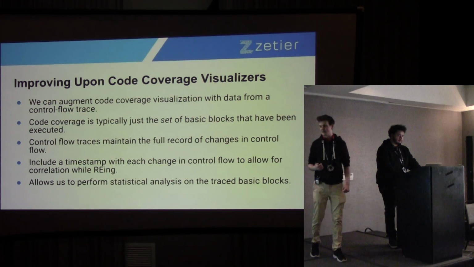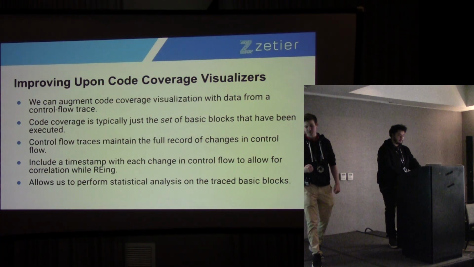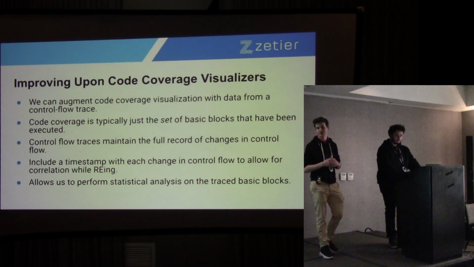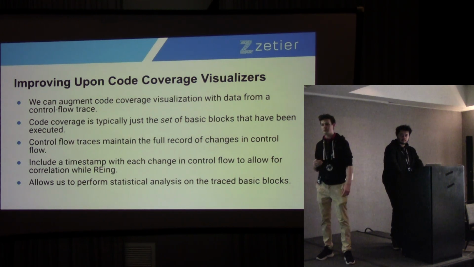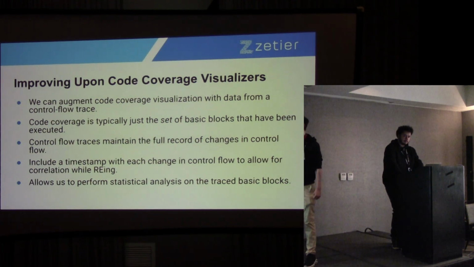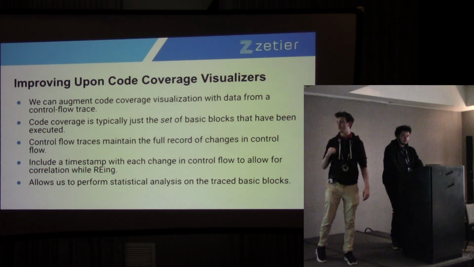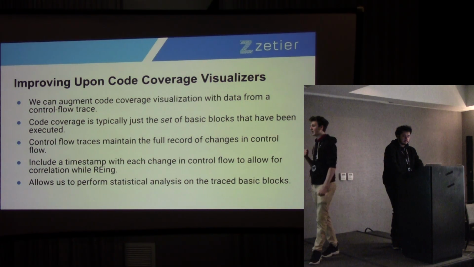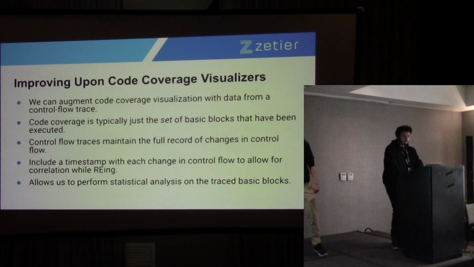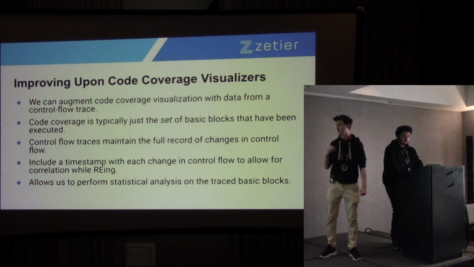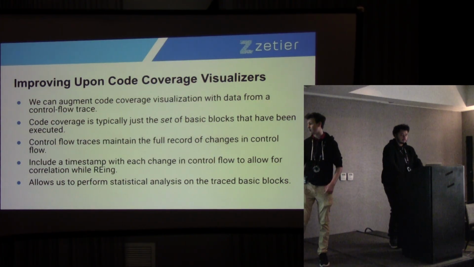So what we can do to augment it is use something called a control flow trace. The difference between a control flow trace and normal code coverage is that normal code coverage is typically just a set of basic blocks that were executed, whereas control flow traces will maintain an entire record of every change made to the control flow. And if we include timestamps with this data at every control flow change, we can add even more granularity to our analysis and make it easier to see what's going on statically.